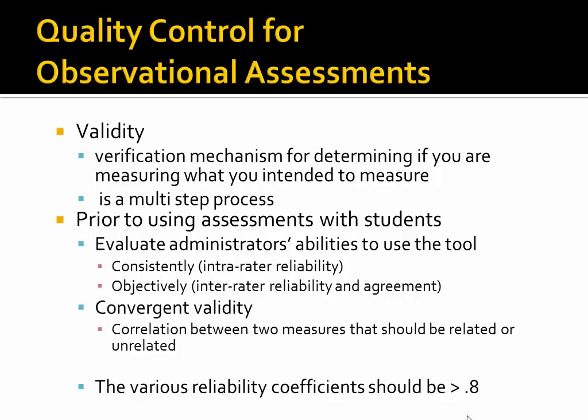In addition to having some evidence that you do things consistently and objectively, it's also important and interesting, I hope you find, to determine whether numbers correlate with what they should correlate with. So two measures that should be related would have associated positive correlations, and if they're unrelated, negative correlations. And if they don't correlate in that way, then you have to think about, why is that so?